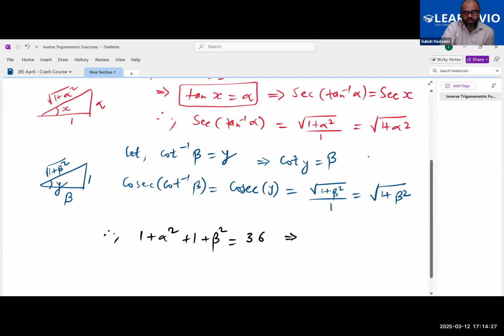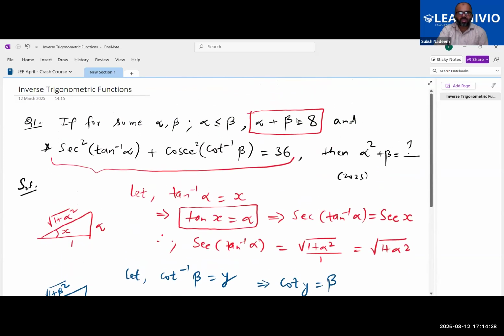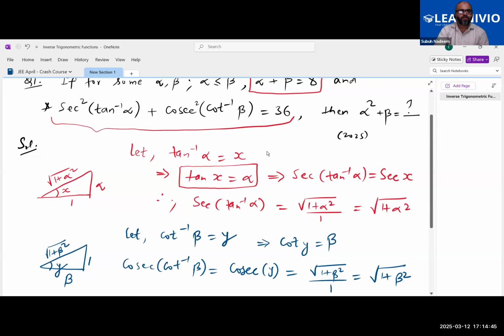So you see that alpha square plus beta square is equal to 36 minus 2, 34. This is another relation between alpha and beta. Now using this relation and this relation, you have to find alpha beta. So first write till here and try to find alpha beta, then we will discuss it.